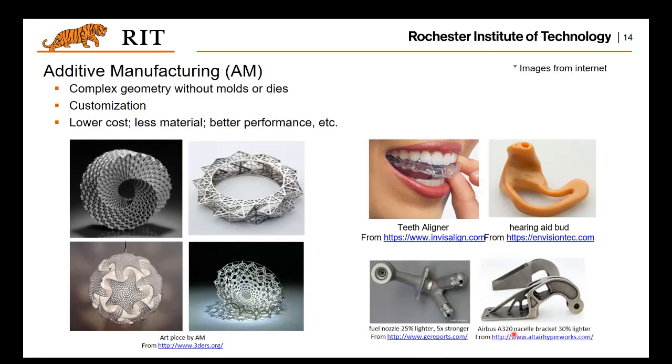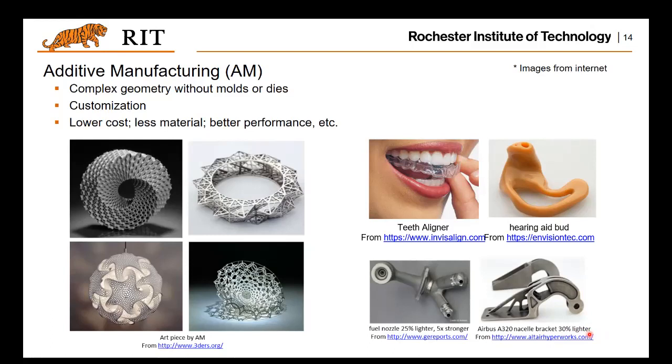And the right-hand side is produced by Airbus. So basically it's a nacelle bracket used in many places of the airplane as a hinge, as a part of the hinge system. So it is 30% lighter.